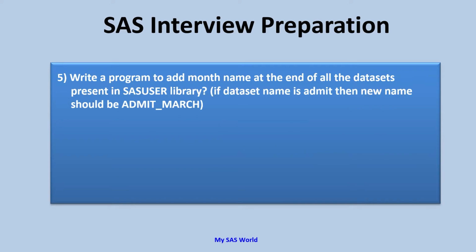Write a program to add the month name at the end of all the datasets present in the SASUSER library. So as I told you, we have a number of datasets present in the SASUSER library. All we want is to rename all the datasets present in this particular library and just put underscore current month name at the end of the dataset. So if your dataset name is admit, then it should be renamed to admit underscore March. Let's move on to the answer. The answer is on the next slide.